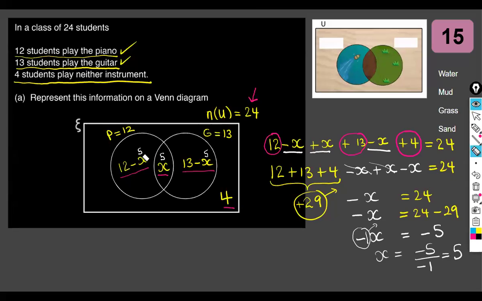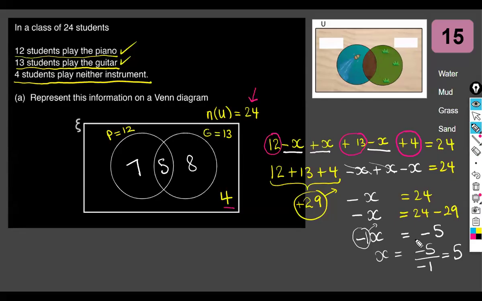12 minus 5. Remember, we're pretending X is 5, right? So 12 minus 5 is 7. We just reasoned out that the middle is 5 because X is 5. 13 minus 5, because X is 5, is 8.